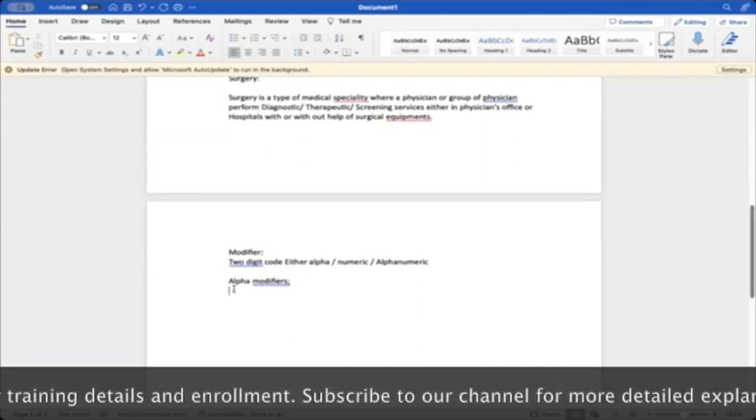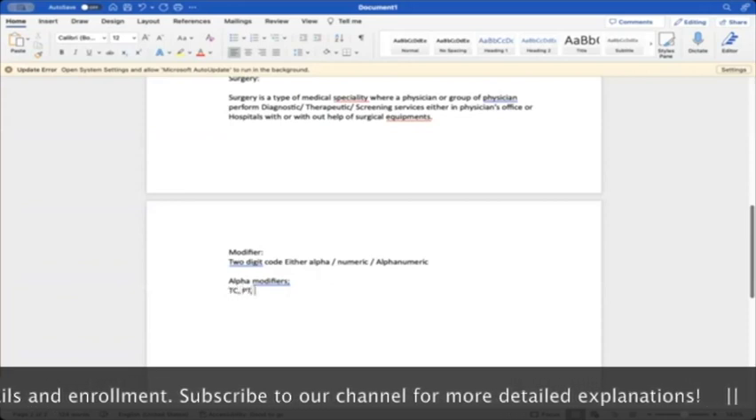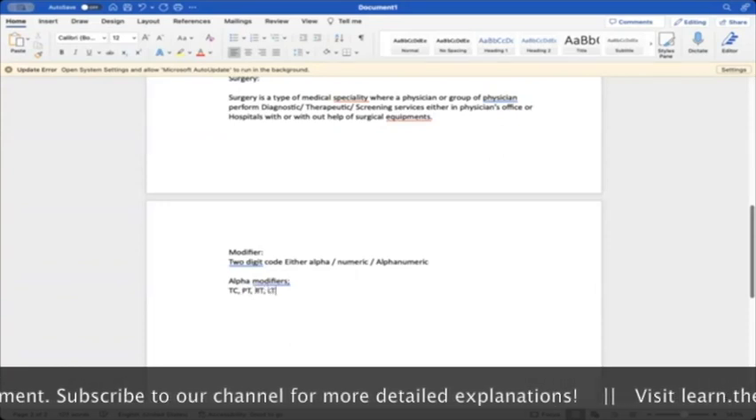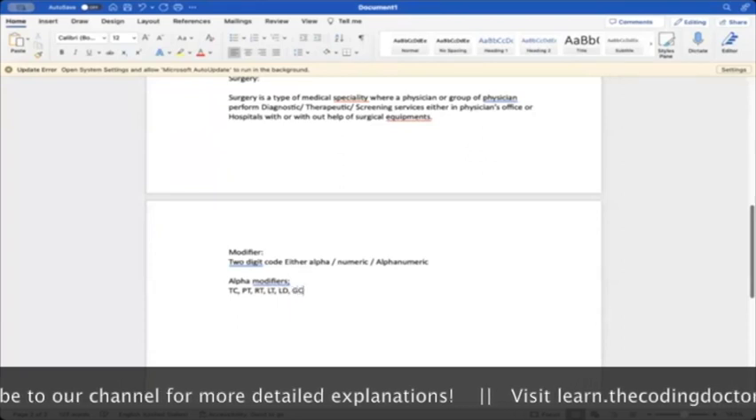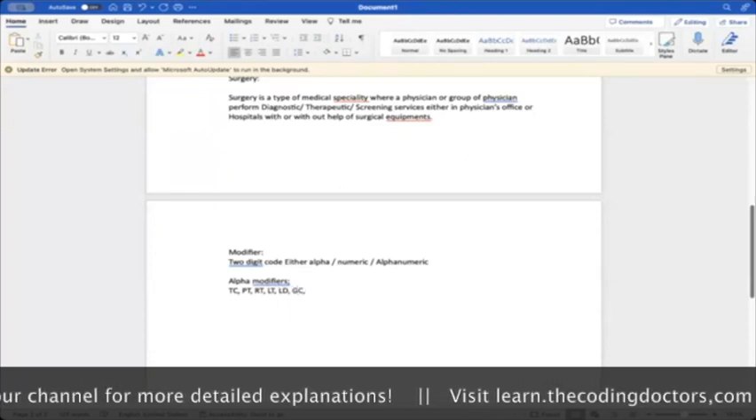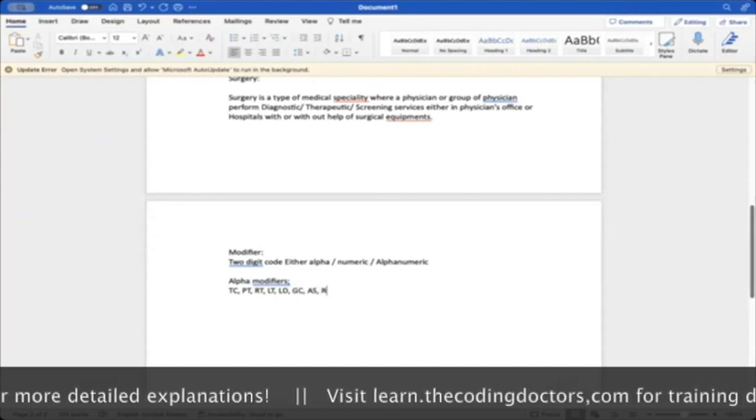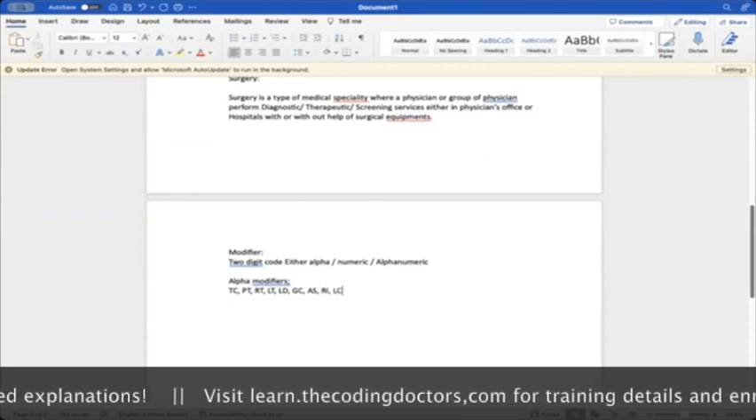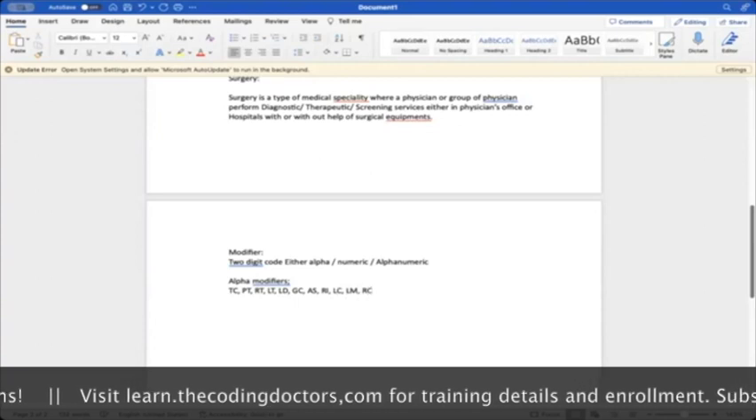TC, TT modifiers, like anesthesia. RT, LT, good. Then any other examples? LD modifier for cardiology, GC modifier for resident, AS modifier for assistant surgeon, and ramus intermedius, RI. Then left circumflex LC, left main LM, right coronary RC.